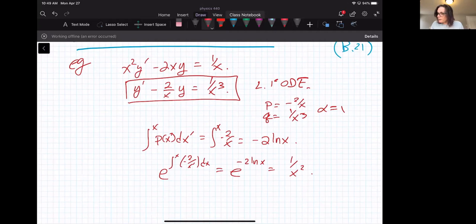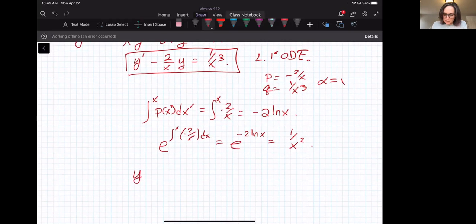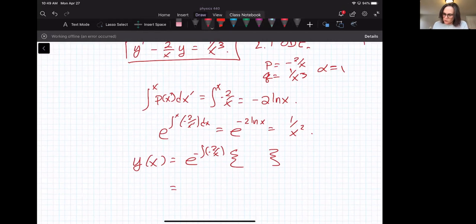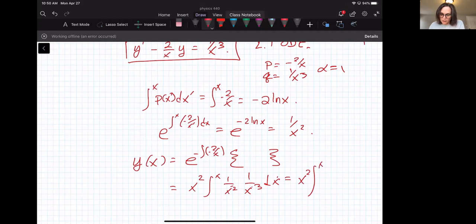Okay. Then if we look at B21, we have the formula for how we would solve this. Namely, in this case, y of x is equal to e to the minus that integral of minus 2 over x times all of that stuff that we have in the brackets up the page. So this is equal to x squared times the integral over x, because we're flipping over that integral, times 1 over x squared times 1 over x cubed dx. I guess these are all primes. This is equal to x squared times the integral over x of x to the minus 5 prime dx prime.